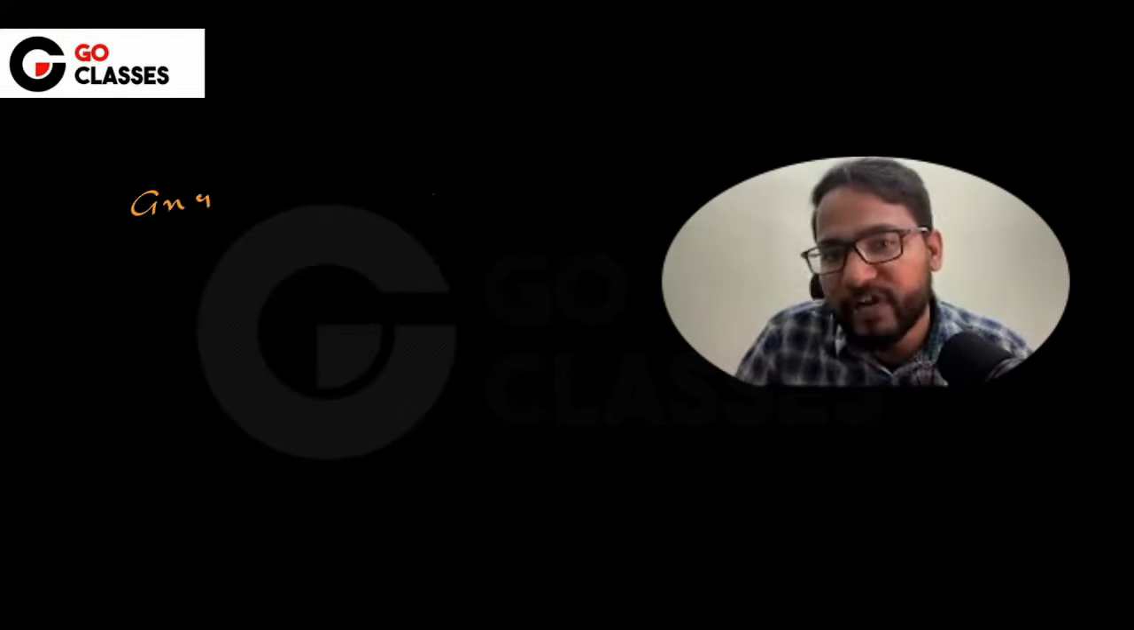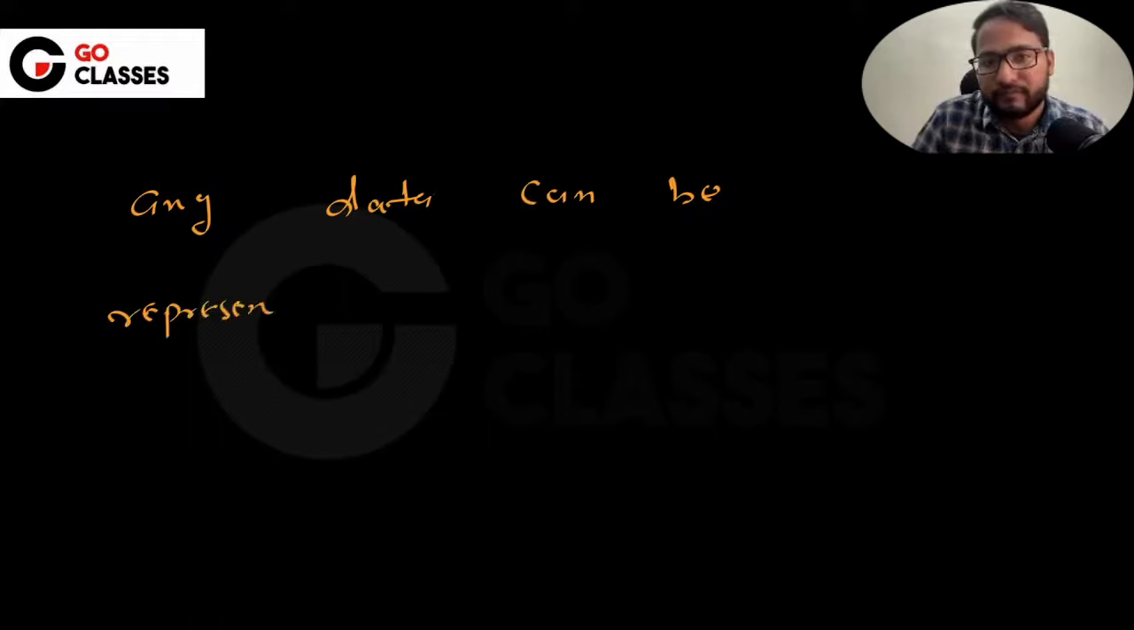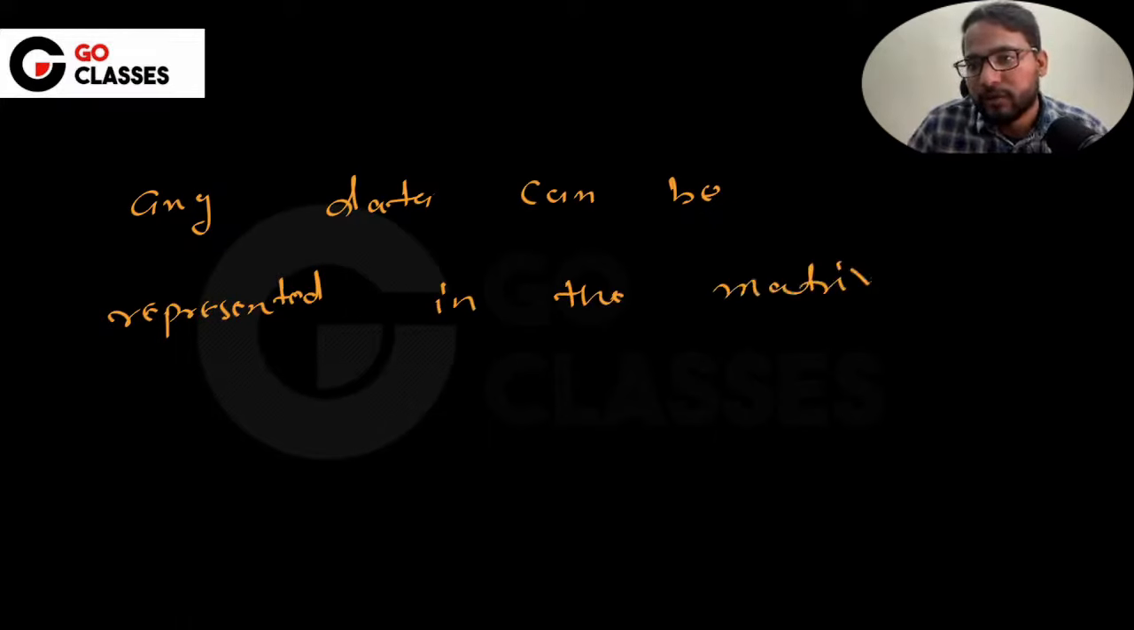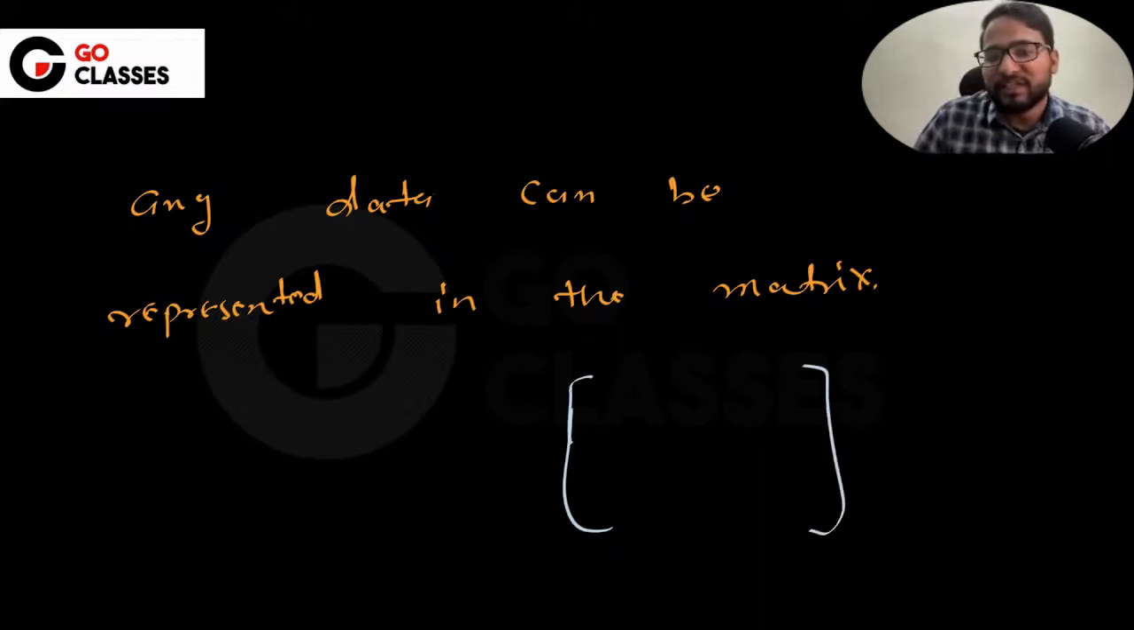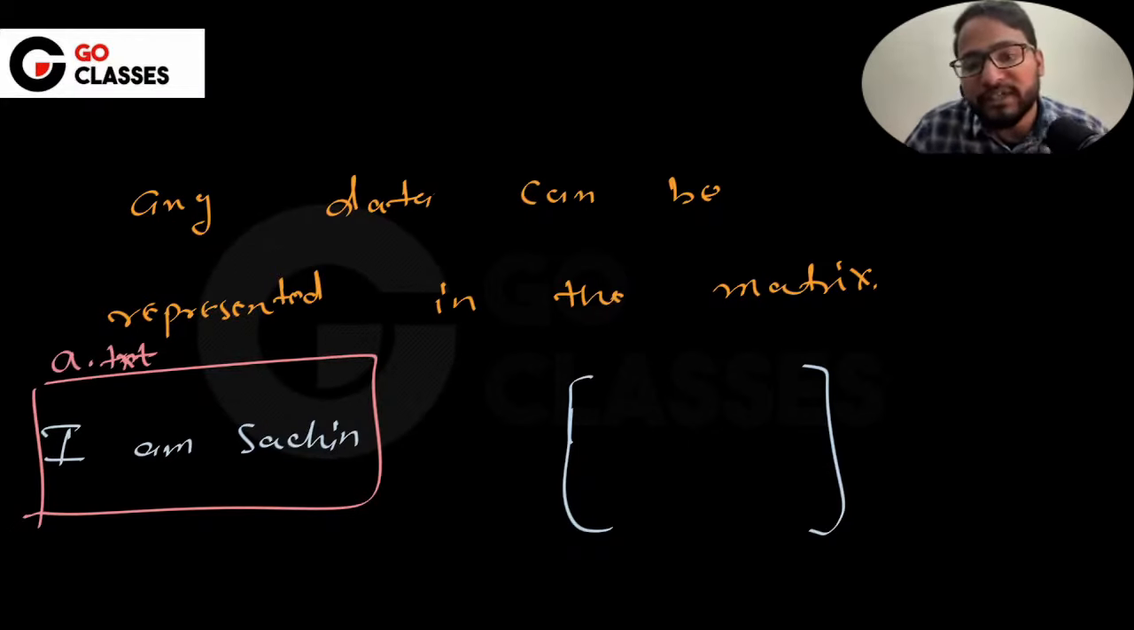So any data that you have can be represented in the matrix form. What do I mean by that? You have any data, you can represent that data in a matrix. For example, if I ask you how you will represent "I am Sachin", this sentence is one text data. Let's suppose this is one text file that I have, a.txt. How are you going to represent this as a matrix?